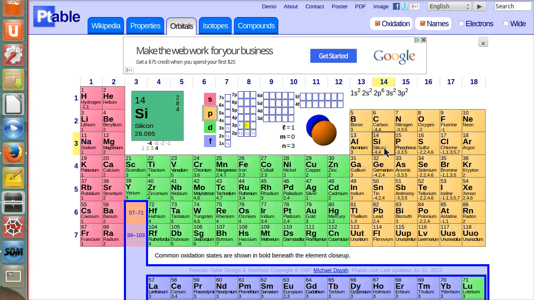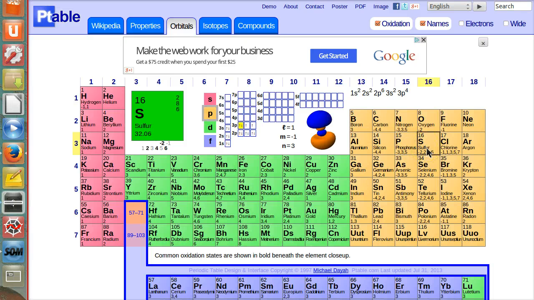I'm 4 atoms over in the third row with silicon, so I have 1, 2, 3, 4 electrons in the third energy level, the 3s and the 3p. Remember, the 3s and the 3p are in the same energy level. They're in the same shell. For phosphorus, I now have 1, 2, 3, 4, 5 electrons in the third energy level, and I'm 5 elements over in the third row of the periodic table.